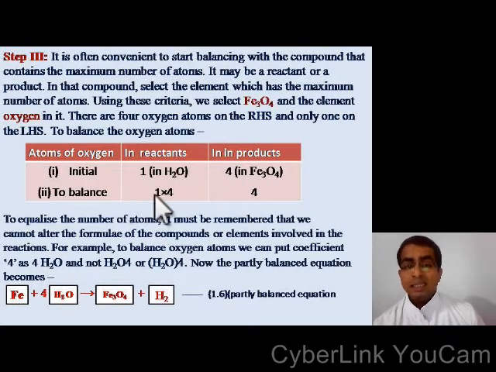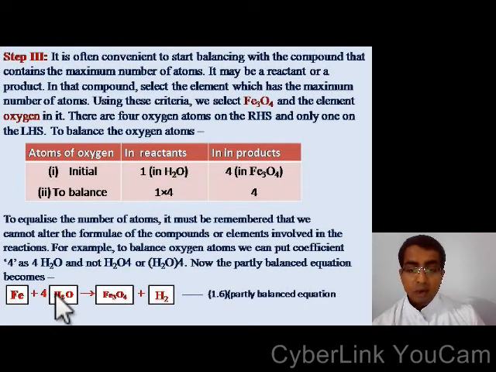In order to balance, you have to add 4 on the reactant side, to equalize the number of atoms. It must be remembered that we cannot alter the formula of the compounds or elements involved in the reactions. For example, to balance the oxygen atom, we can put coefficient 4 as 4H2O and not H2O4. So we have to add 4H2O.